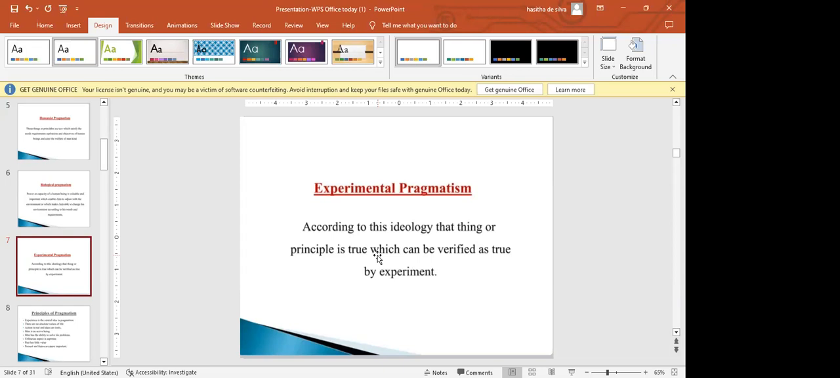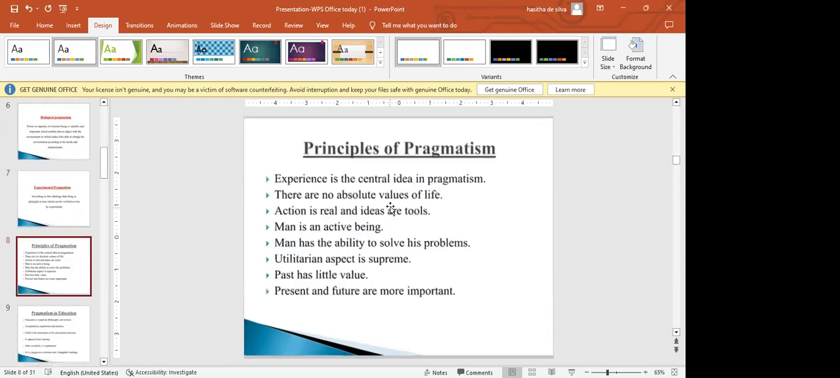results of their experiments. Overall, experimental pragmatism encourages individuals to actively engage in experimentation as a means to evaluate theories, beliefs, and actions. It emphasizes the importance of empirical evidence and practical outcomes in informing decision making and problem solving. By conducting experiments and learning from the results, individuals can refine their understanding, develop more effective strategies, and contribute to positive change in various domains.